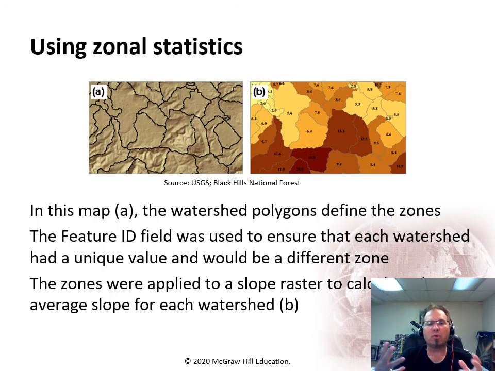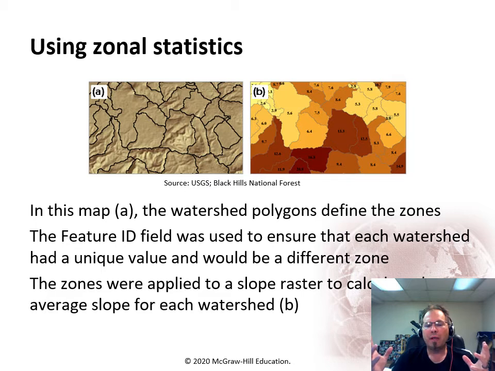So you can use what's called zonal statistics, and I love this tool. On the left in pane A, you have the watershed polygons, which are polygon vectors. That defines the zones. We have the feature ID field in there, which is a unique identifier, so we know exactly where the values we get back are going to be placed. So you want to have a unique identifier. Then the zones are applied to a slope raster, and that allows us to take the polygons and get back the average slope for each one of those polygons. Wow. When I first started learning this, I thought, that's amazing.